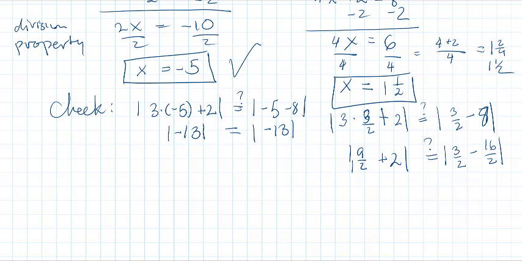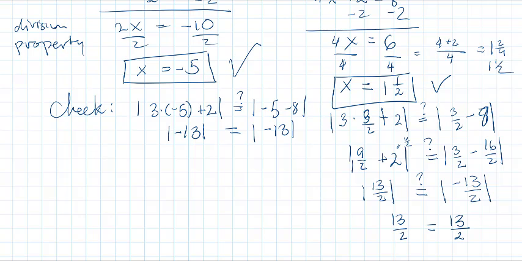I'm going to write 8 as 16/2, so we can easily do the subtraction. And we'll write our 2 here as 4/2, right? And so we get 13/2 here, 9 plus 4, equals, question mark, 3 minus 16 is just negative 13/2. But since we're looking at the absolute value, we have 13/2 on the left equals 13/2 on the right, because the negative 13 becomes positive 13, and we get the correct answer. So both these answers are correct and relevant in this case.